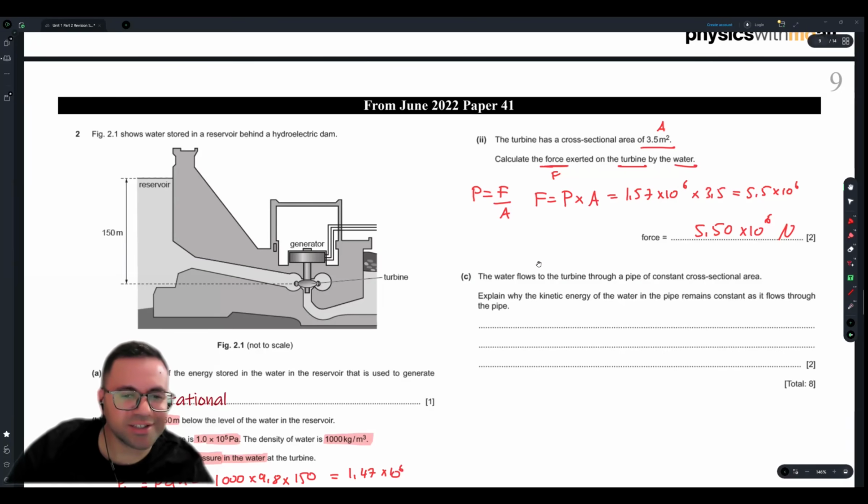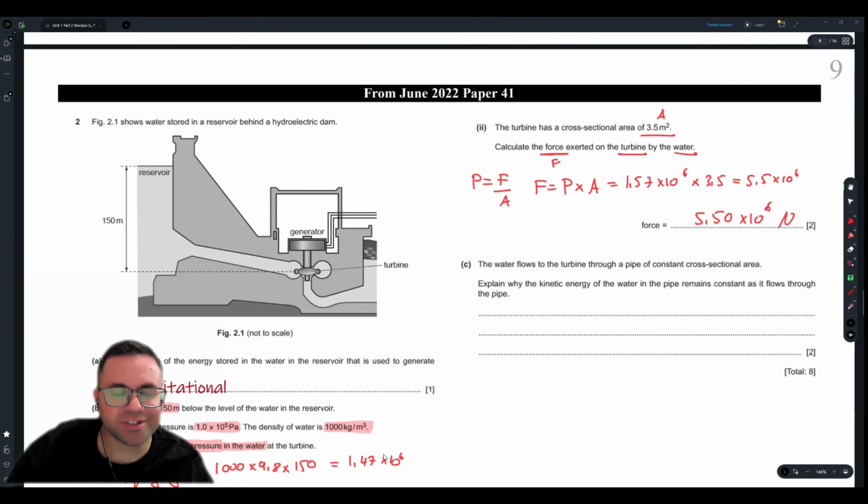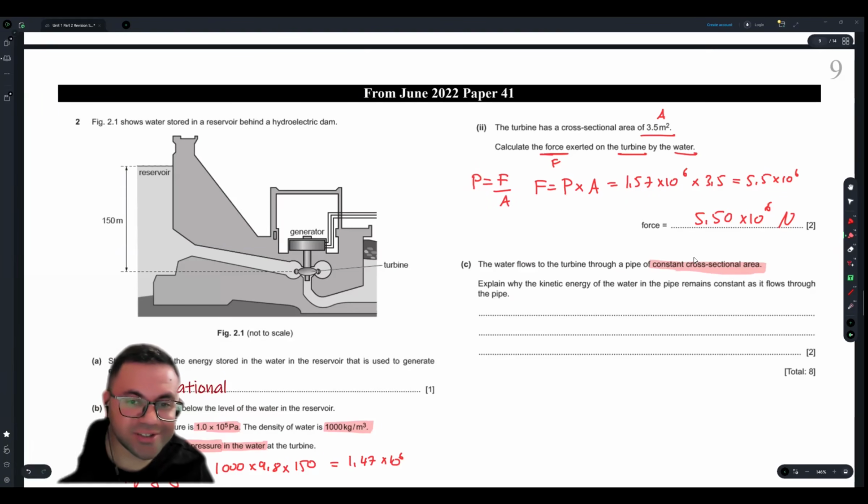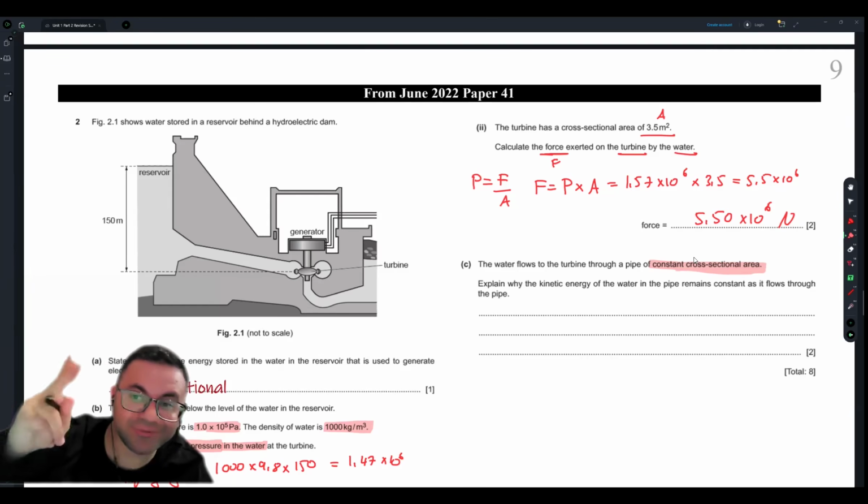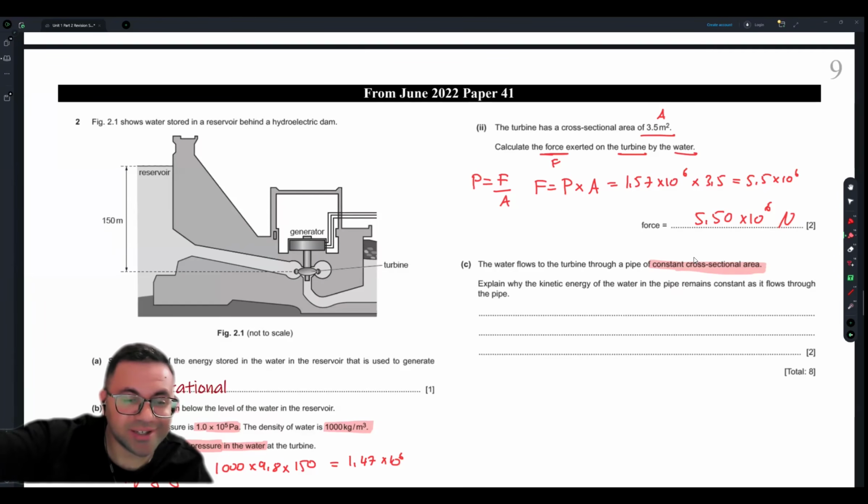But honestly, this is a trick question. It's not really an energy question at all. It has less to do with energy and more to do with the state of matter. Here's the thing. The water has a constant cross-sectional area. That's my key. Thank you. Good job. The density is constant. So if the area is constant and the density is constant and the mass that flows through is going to be constant anyway, the speed is going to be constant.